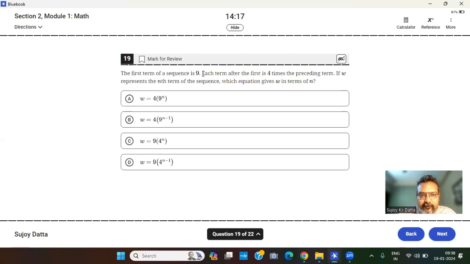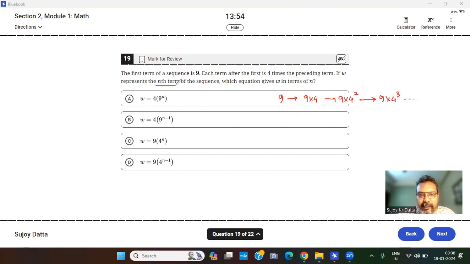Next, the first term of a sequence is 9. Each term after the first is 4 times the preceding term. So we just have to keep on generating the terms. So the first term is 9. Then each term after the first is 4 times. So 9 times 4. Then 9 times 4 squared. You just keep on multiplying 4 basically. 9 times 4 cube and so on.